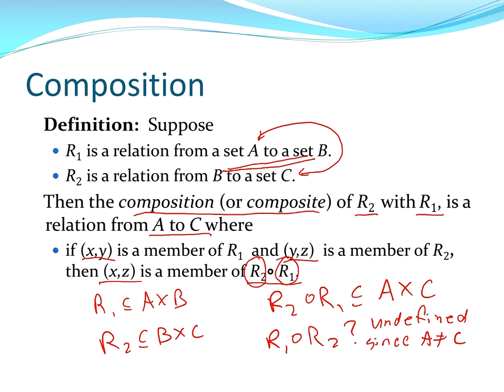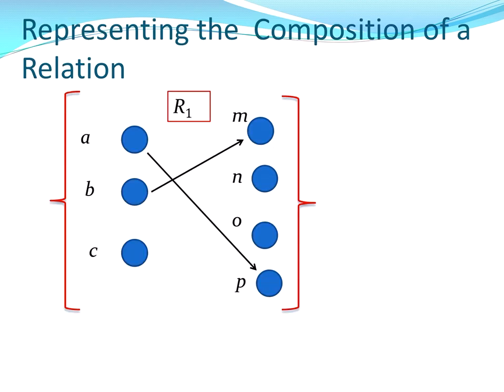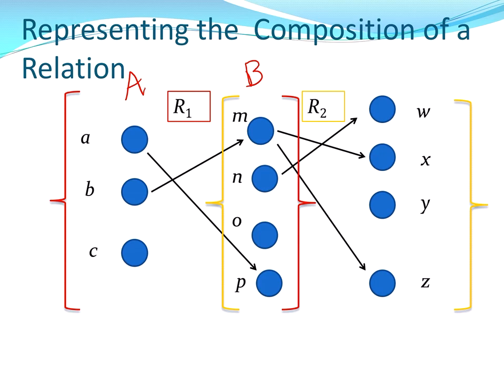Okay, here's an example of composition. Here I've got R1, and I'll say this left set of elements is my set A, and this right set of elements is my set B. And we can see that it has two elements in the relation, the ordered pair (a,p) and the ordered pair (b,m). All right, now let's consider a second relation from the set B to the set C. We'll call that R2. It has three ordered pairs, (n,w), (m,x), and (m,z).